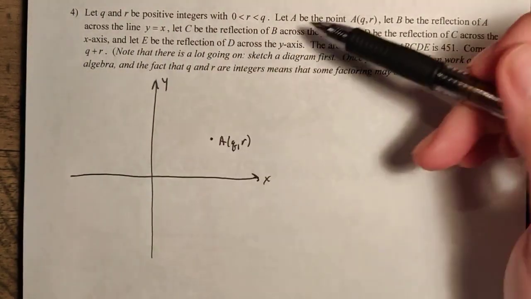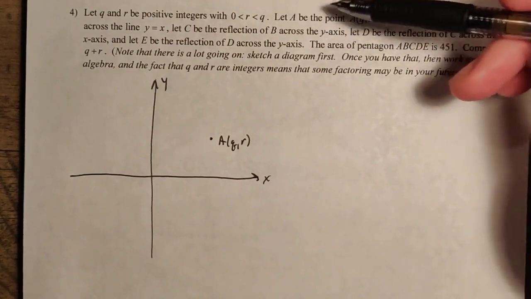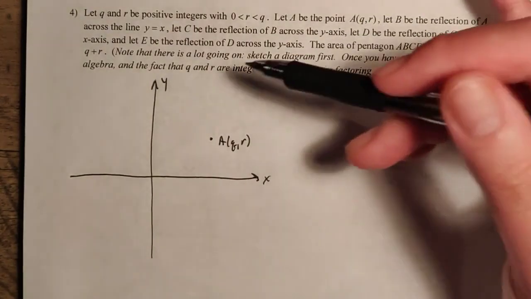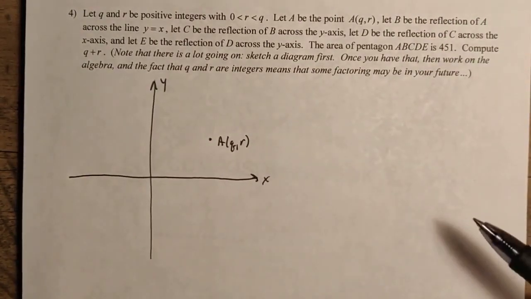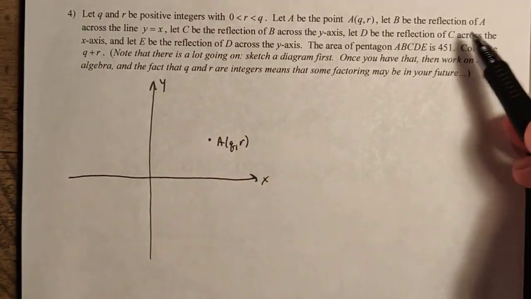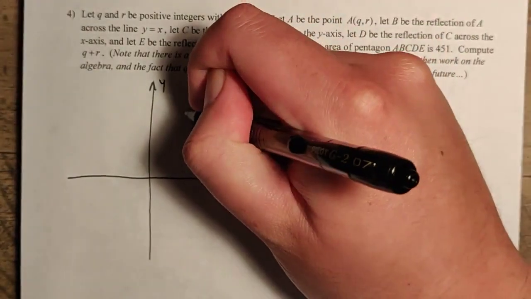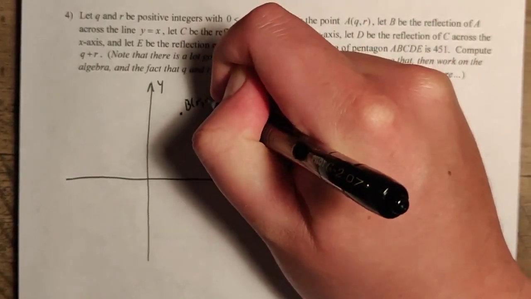So we're told that Q and R are positive integers with 0 less than R less than Q, so it's positive. Let A be the point (Q, R), so that means this is in quadrant 1. B is the reflection of A across y equals x, and so on and so forth. So I guess we're going to try to figure out what's going on here. So B is a reflection of A across y equals x. So remember that y equals x switches the order of the coordinates here. So this becomes B at (R, Q).